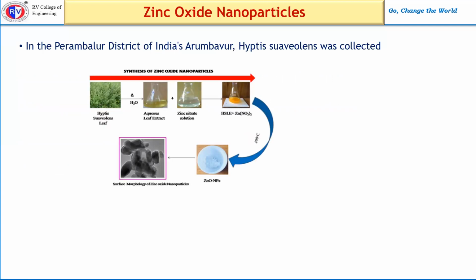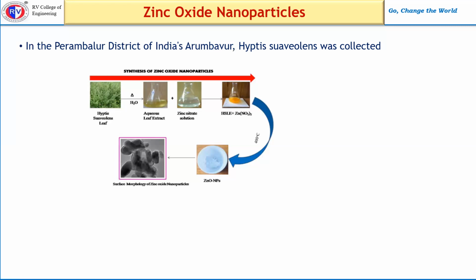The other one is zinc oxide nanoparticles. For the zinc oxide nanoparticles, the plant, whose scientific name is Hippis suvalenus, is collected from Perambalur district of Tamil Nadu. Here, initially they are sliced into pieces, then deionized using water, then the leaf extract was placed in a reflux condenser for half an hour. Then it was cooled for half an hour, the solution was filtered using Whatman filter paper, and the gathered filtrate was stored in the fridge for later use.